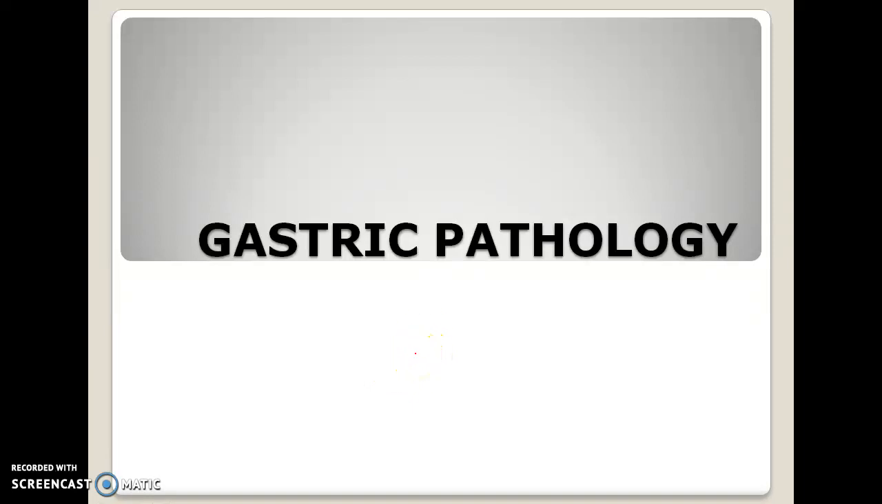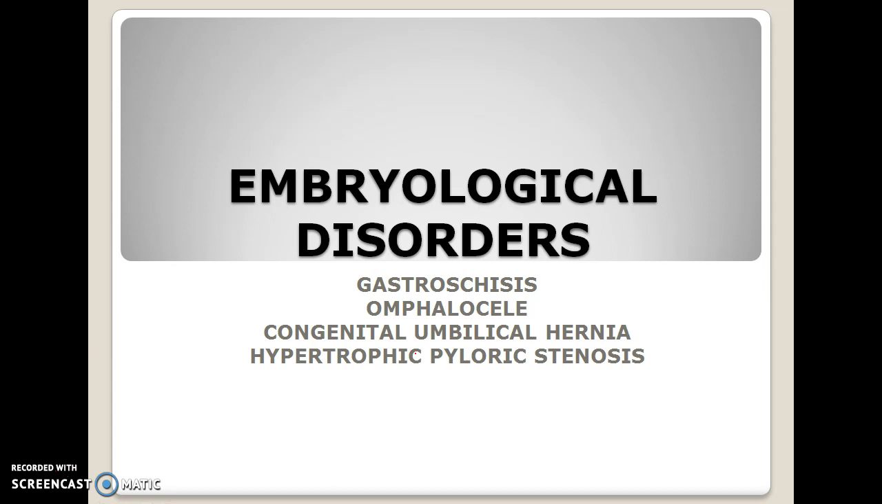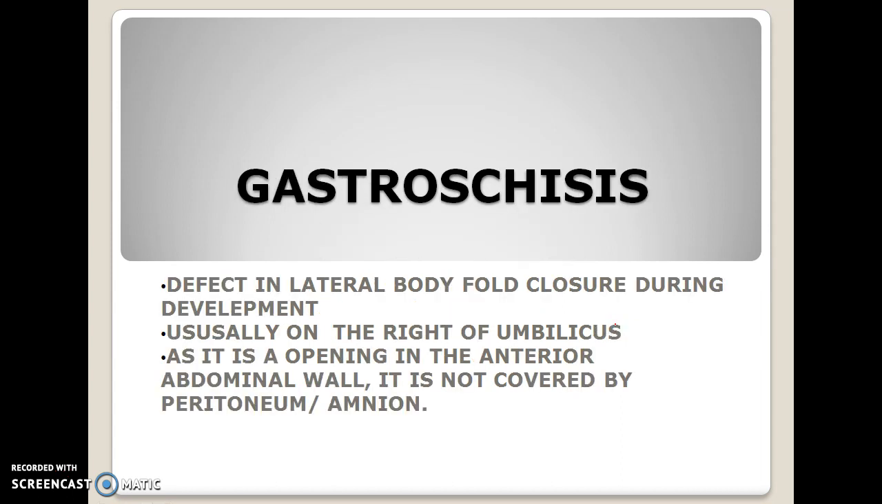Okay, so let's look at the gastric pathology. We're first going to deal with a few embryological disorders. There are four main ones which you're supposed to know. The first one is gastroschisis, then omphalocele, congenital umbilical hernia, and hypertrophic pyloric stenosis. So the first one is gastroschisis.